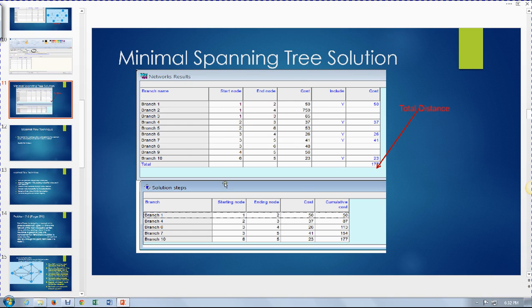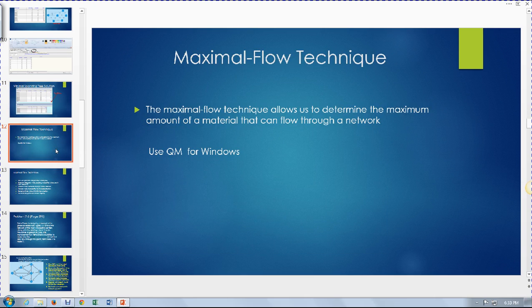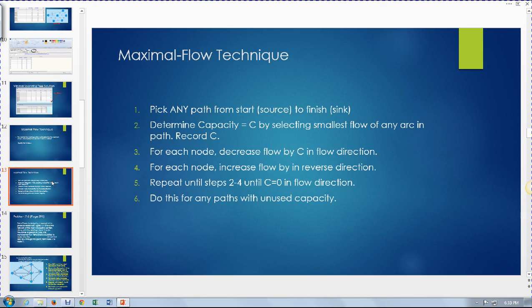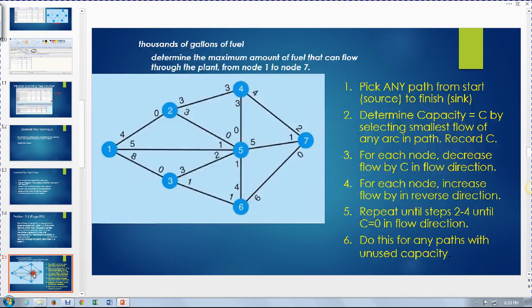So depending on how many nodes you have, it may be beneficial for you to do it manually or using QM for Windows. Now for maximal flow, what we want to do is determine what is the maximum flow that we can have through a network from left to right, from east to west. And the way we're going to do this is, let me show you the nodes. Here they are right here. We want to go from 1 to 7.